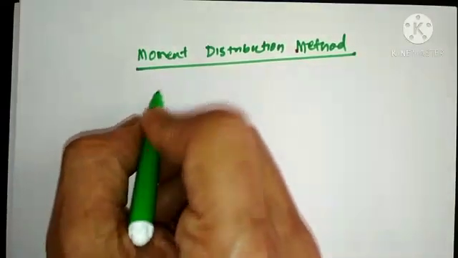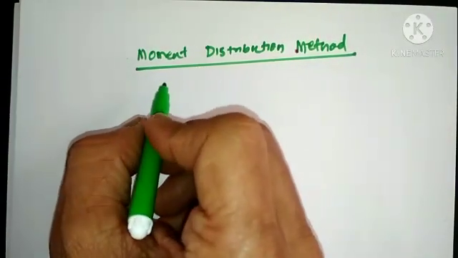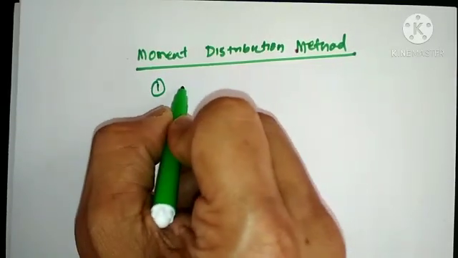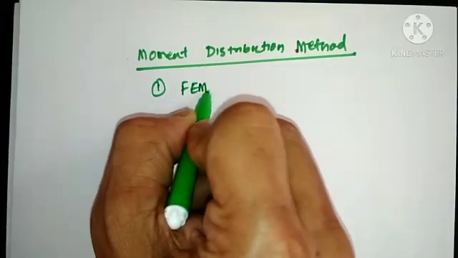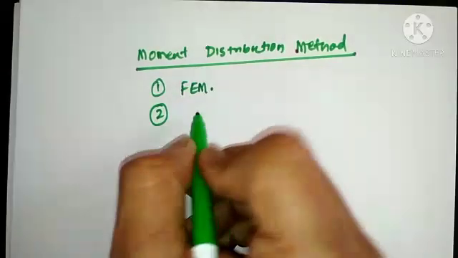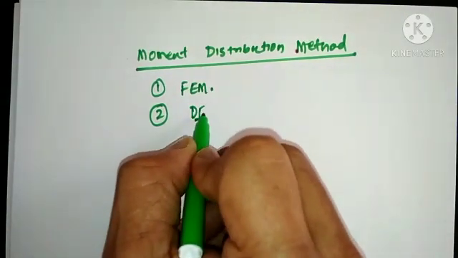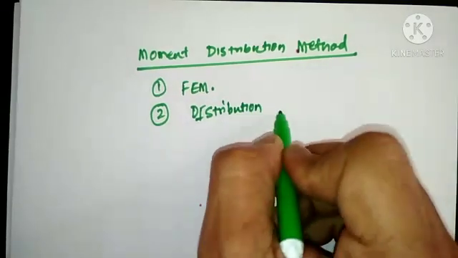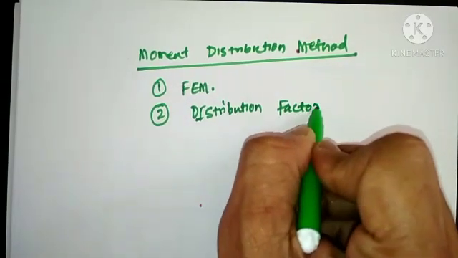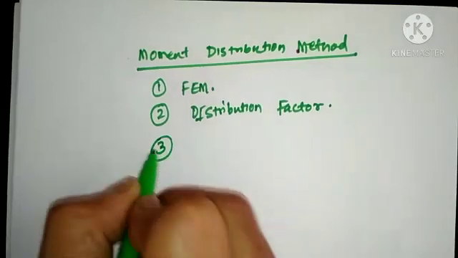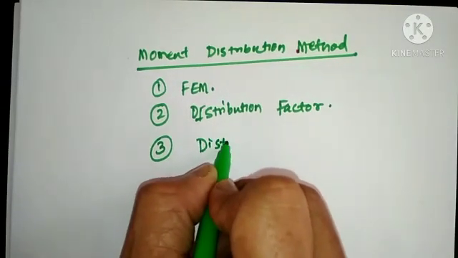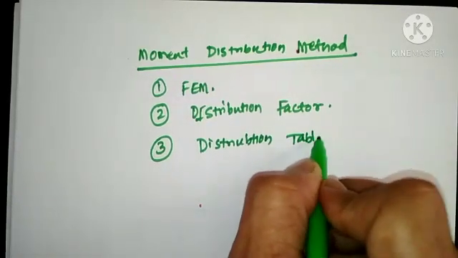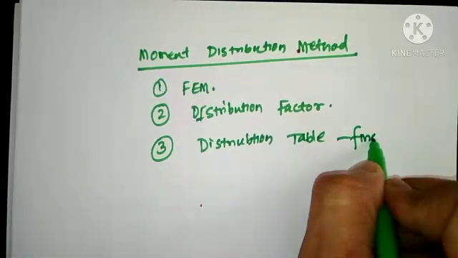So the steps involved in finding the solution by moment distribution method are: first, to find out the fixed end moments. Next is to find out the distribution factor. So here the change comes, what is basically called the distribution factor. Then the last step is called the distribution table. In the distribution table itself, we will be getting the final moments.